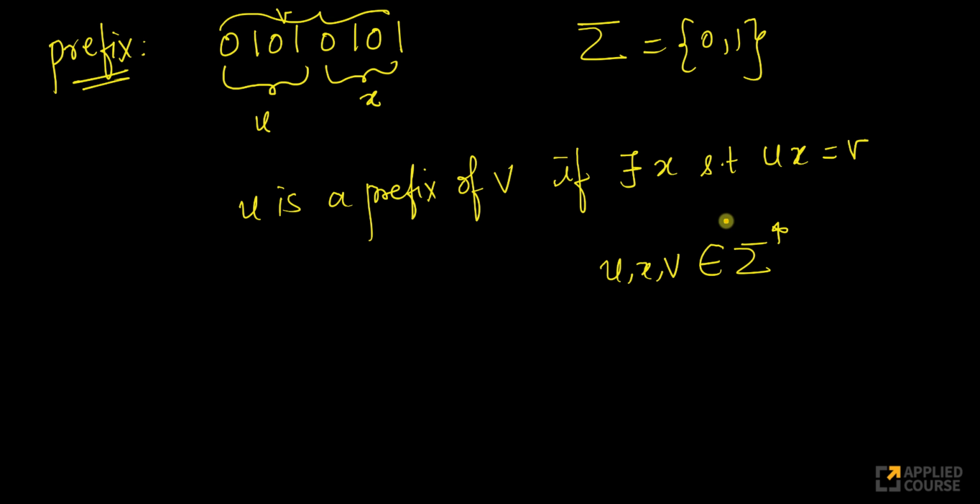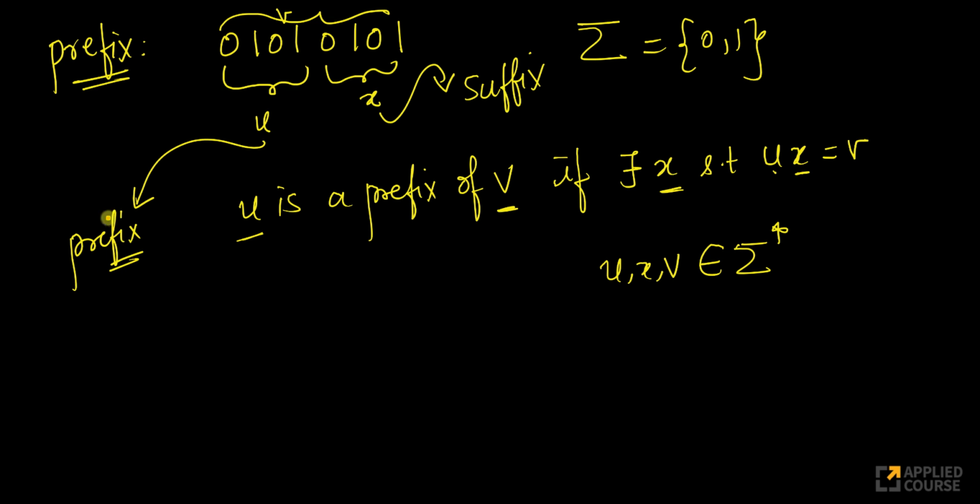Look at how I'm defining it very formally. U, V and X are strings constructed using sigma, which means they are elements of sigma star. Using them, I'm defining a prefix such that you have the prefix followed by X. Again, X can be the empty string, because the empty string is also an element of sigma star. Here X is referred to as the suffix, and U is referred to as the prefix. This is how you define concepts like prefix and suffix in a mathematically rigorous fashion.